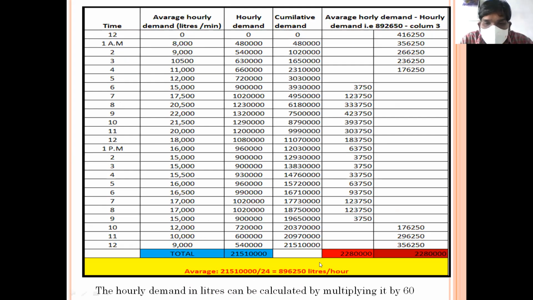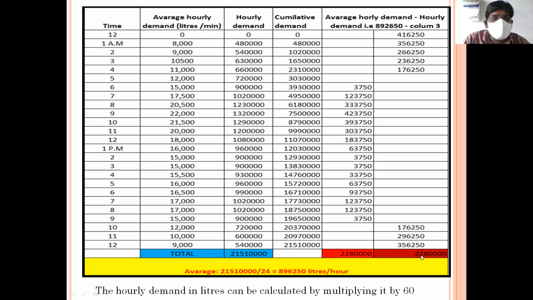Likewise, see here the required average pumping that is needed is 8,96,250, but the demand is 10,20,000. So still in demand of 3,33,750. Understand how we got this column? Simply average hourly demand minus hourly demand, that means column 3. Likewise, this is excess demand and this is excess pumping. Now we sum up. When we add this column, the total is this amount.